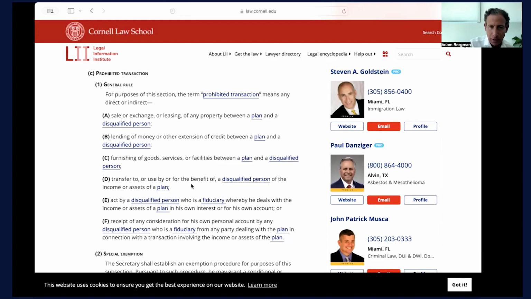And their argument is that if you did not loan the money from your 401k to these companies, the companies would have potentially gone bankrupt and you would have lost your personal investment. Hence, you indirectly or directly benefited from the transaction. If you look at on top, it says for purposes of the section, the term prohibited transaction means any direct or indirect, right? So it's a direct or indirect. And they use D, and D is their catch-all.